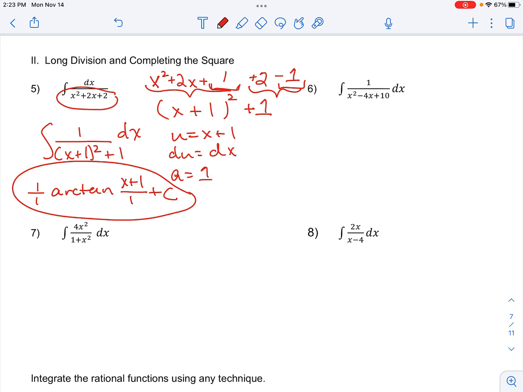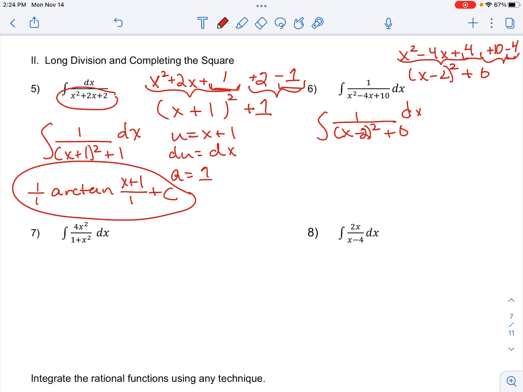Try the same thing with the second one. It doesn't factor. It's a quadratic. That's my clue that I'm going to complete the square. So half of 4 is 2. 2 squared is 4. We're always adding a number. That 10 is still there. In order to keep it balanced, I'm going to go ahead and subtract the 4 also. So the first three terms factor into x minus 2 squared, and then 10 minus 4 is 6. So I can rewrite this problem as 1 over x minus 2 squared plus 6.